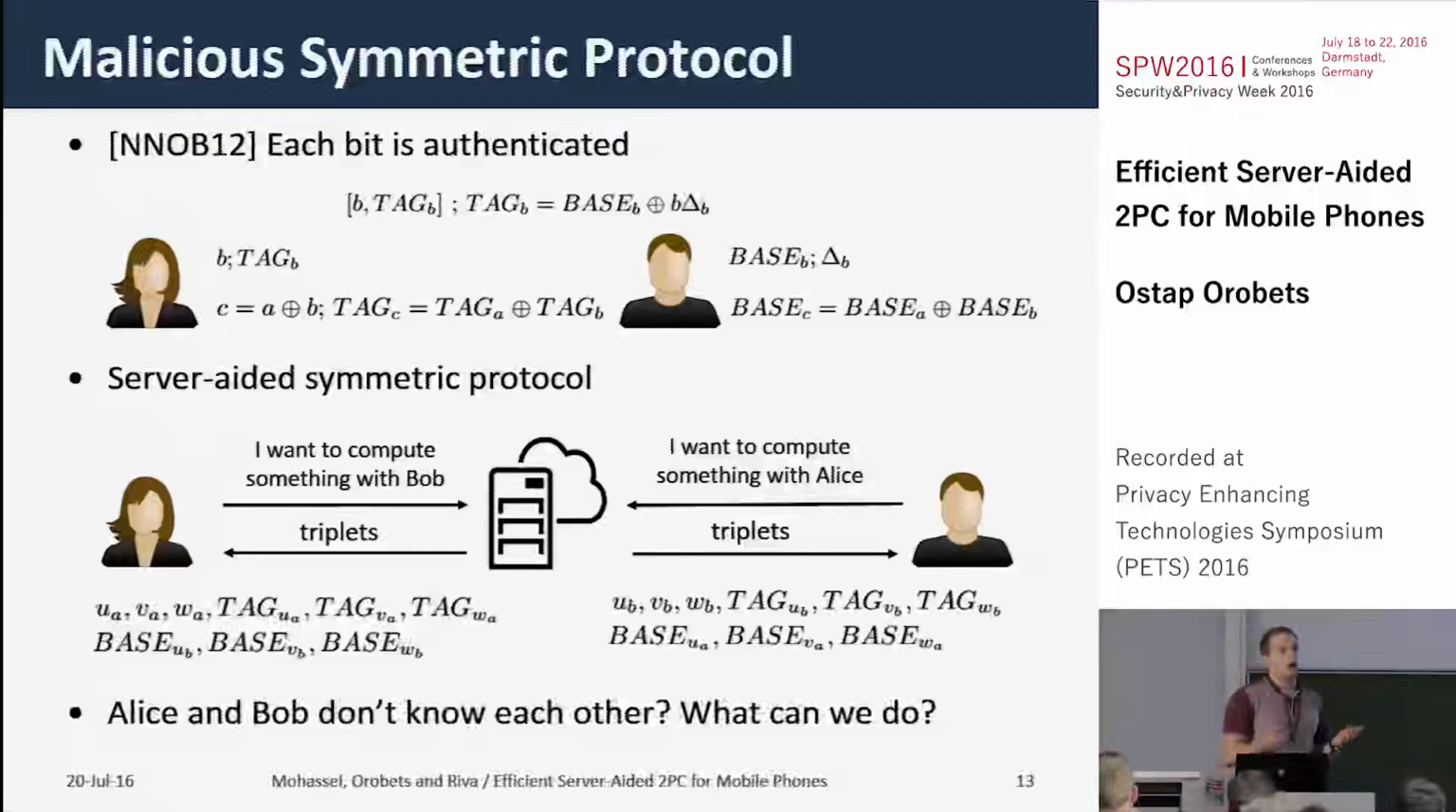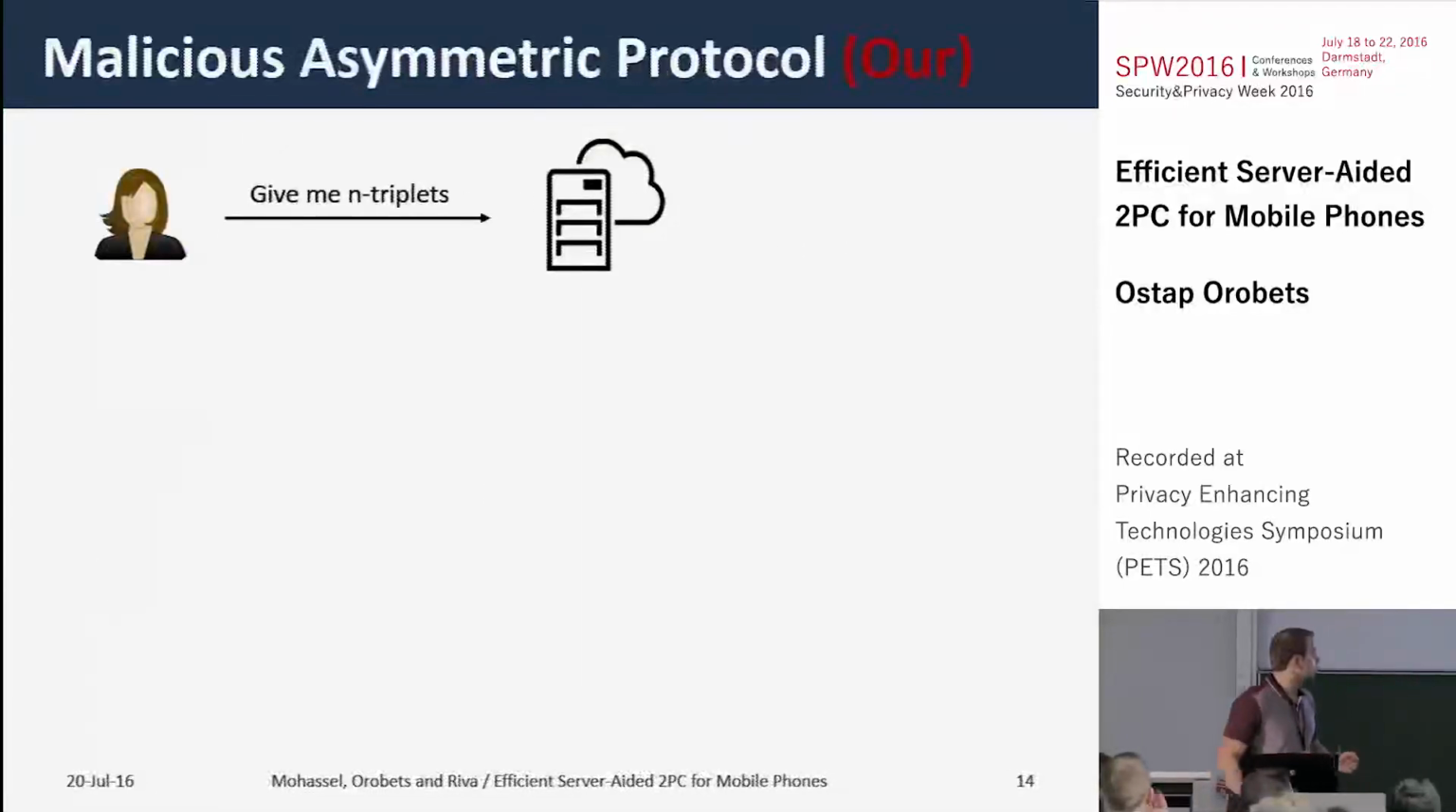A naive idea would be: when Alice comes and asks the token server about those triplets, he can generate them for Alice and for Bob, and store Bob's until Bob comes. But it requires extra storage, and we don't want to do that. We want to do something in a more efficient way. So our approach is the following.